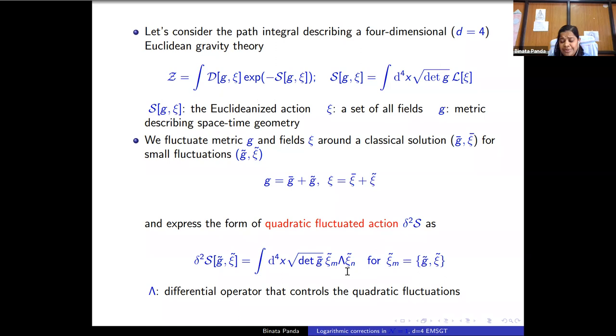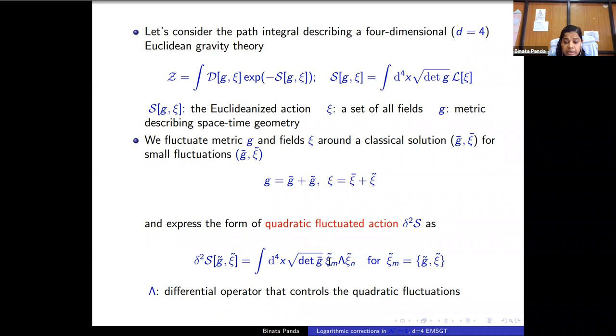Of course, when you do it for a theory, your lambda may not come in this schematic form. However, when you want to apply the heat kernel method, you have to bring it to this form. So lambda is the differential operator that controls the quadratic fluctuation. So you have to reorder and restructure it.